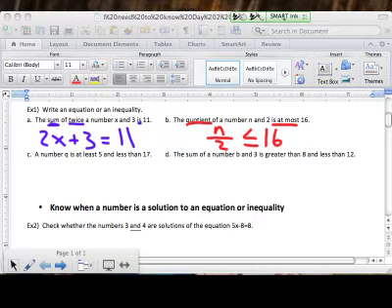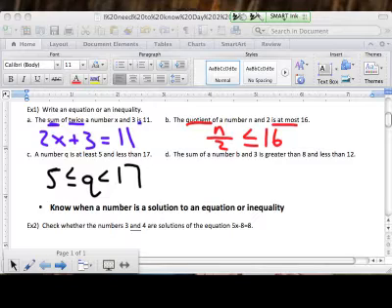All right, part C, a number q is at least 5 and less than 17. At the least it's 5, so that means it can be 5, but it can't be any lower than 5. So we know that q has to be bigger than or equal to 5, but we also know that it has to be strictly less than 17. It cannot equal 17. So that would be the inequality we're looking at there.